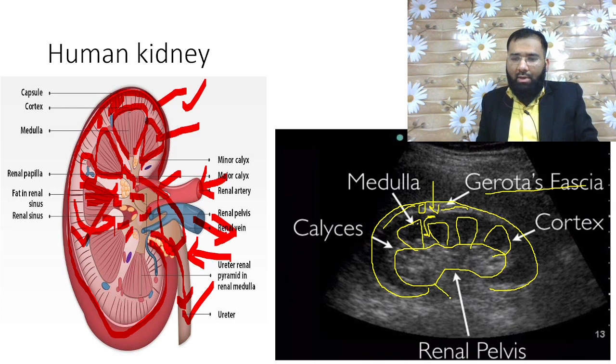Now you know that the renal pelvis will open into the... this is the renal pelvis. It should open like that, and then it will go down as the ureter. So I hope that you got some idea about how the kidney looks on an ultrasound. So let us move ahead and build our concepts more.